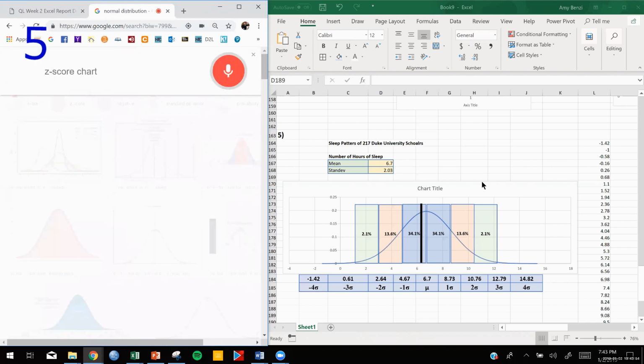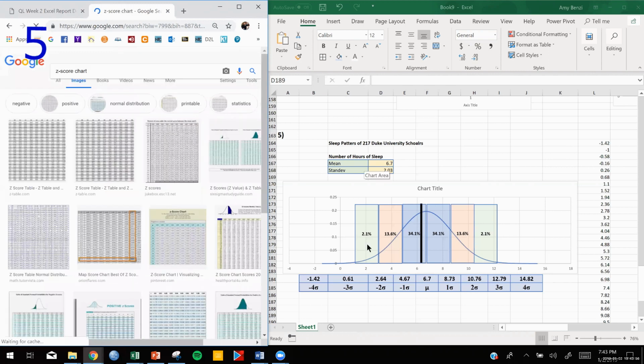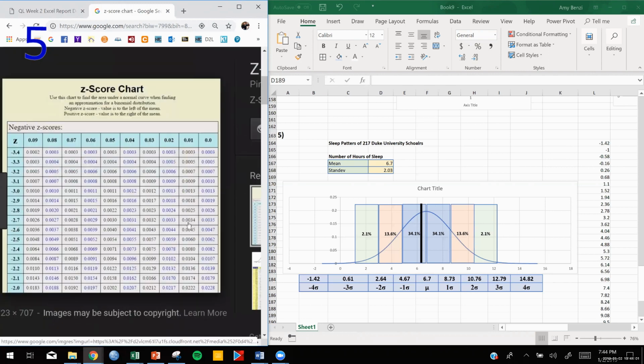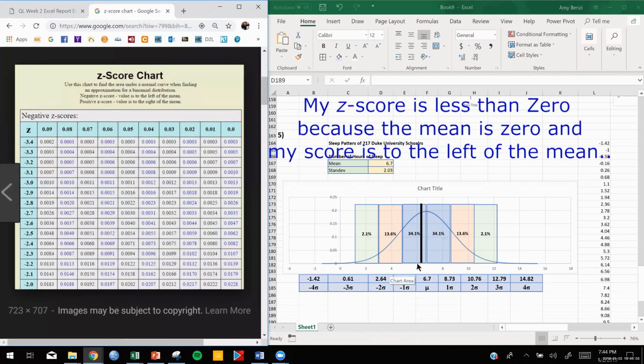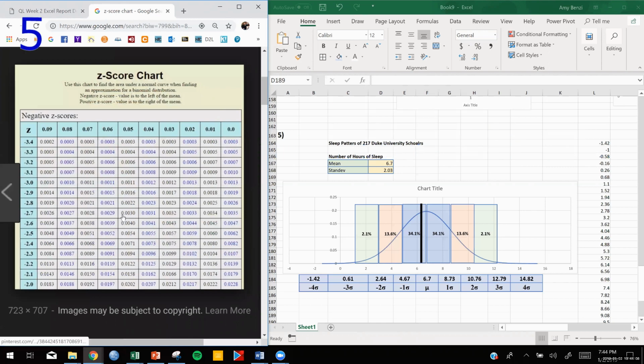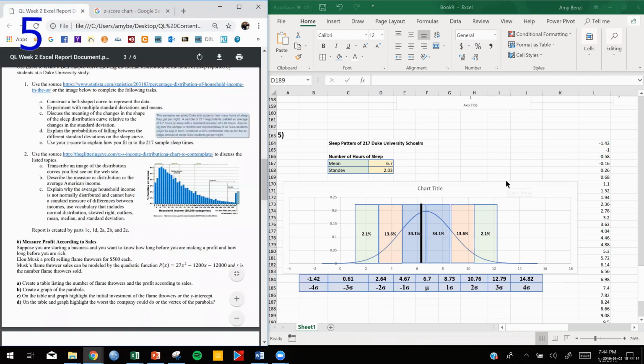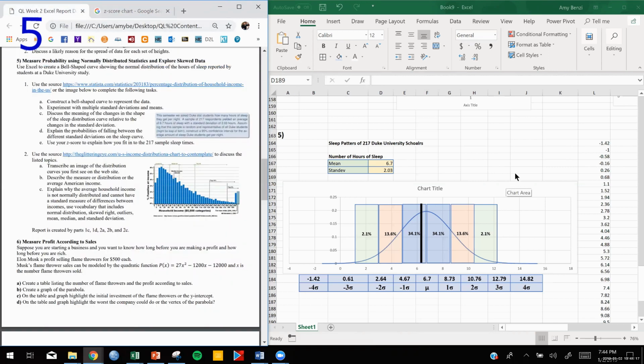Z-score chart. The z-score chart, like we just described, that my z-score was less than 1. And we actually have a formula to calculate z-scores, and we'll look at all that later, but this is what a z-score chart looks like. I'm not even going to begin showing you how to use it right now, because we'll do all that later on in the semester. Okay, awesome.